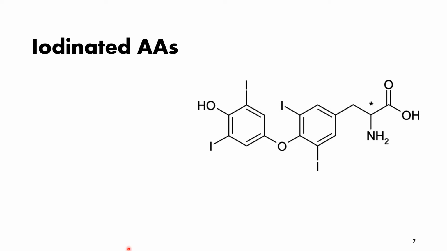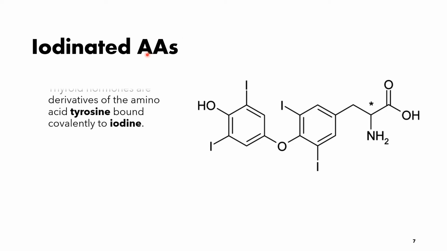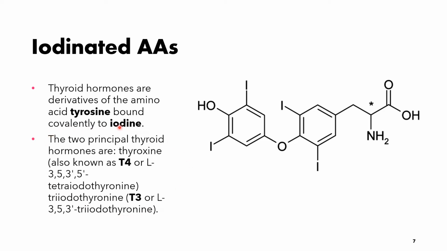The next classification of hormones based on their chemical structure are the iodinated amino acids. From the name itself, these hormones contain iodine as well as amino acids. Examples are the thyroid hormones. They are derivatives of the amino acid tyrosine bound covalently to iodine. The two principal thyroid hormones from the thyroid gland are thyroxine, also known as T4 or L-tetraiodothyronine, and triiodothyronine, T3, or L-3,5,3' triiodothyronine.